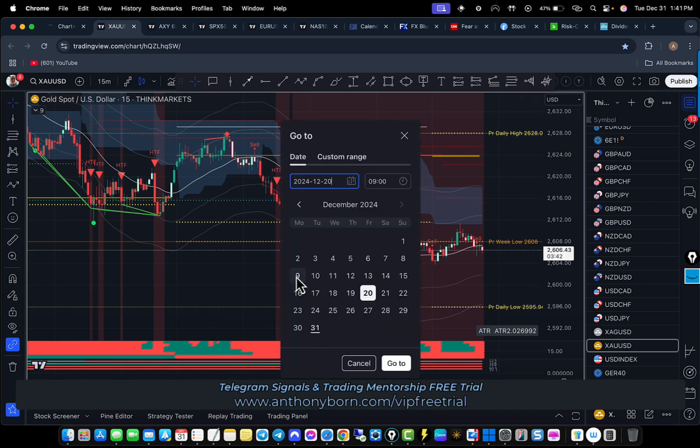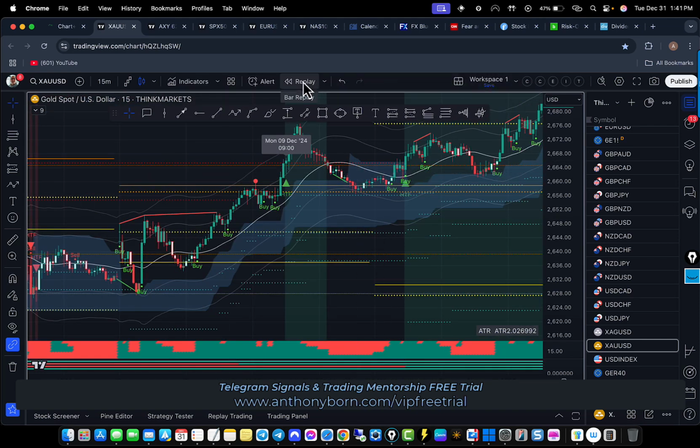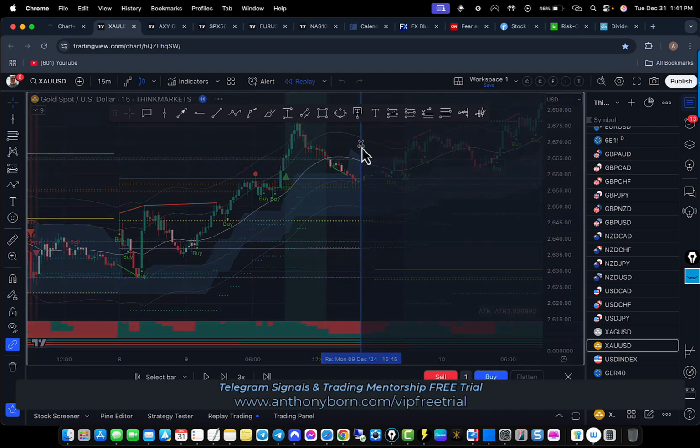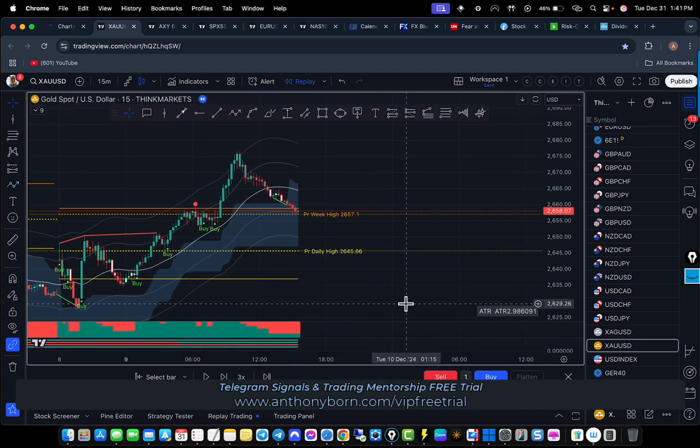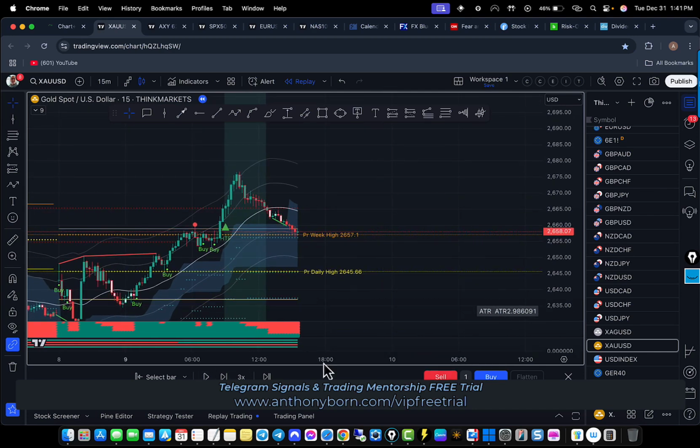Let's go back, say, to Monday the 9th of December. We know we got some buy signals ahead of us, but we'll throw in the bar replay, start from here, and take every buy and sell signal and see how they stack up. The only problem is we can only enter one of these at a time. Never mind, we'll see how we go.